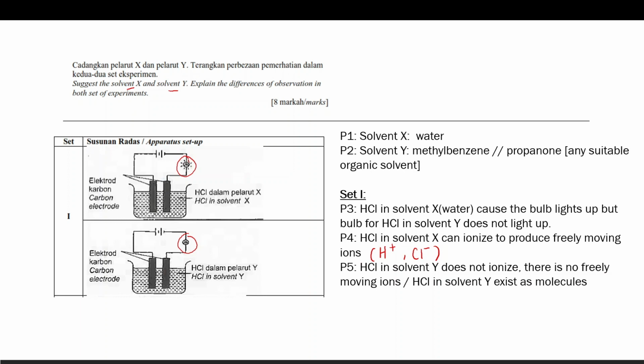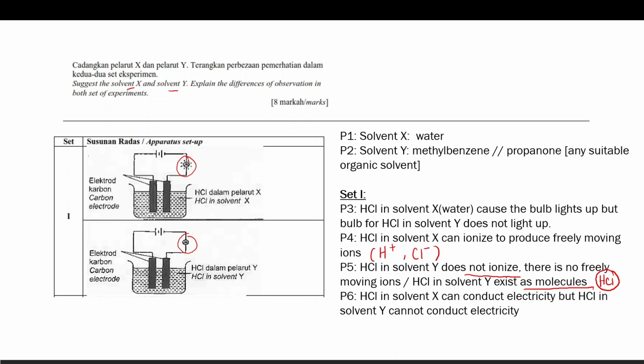But in solvent Y, it does not ionize. There are no freely moving ions, and the molecules of hydrogen chloride still exist in molecule form. So there are no freely moving ions. So hydrogen chloride in solvent X can conduct electricity, but in solvent Y it cannot conduct electricity. Okay, so 4 marks.